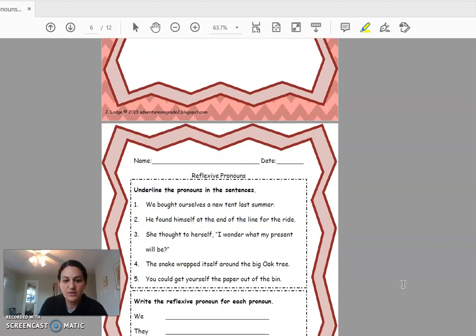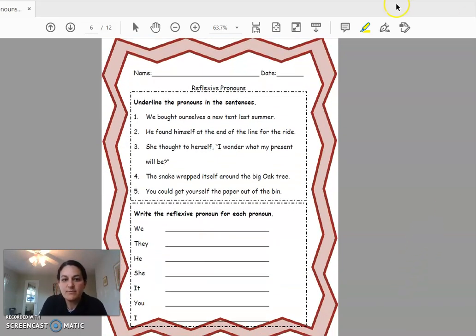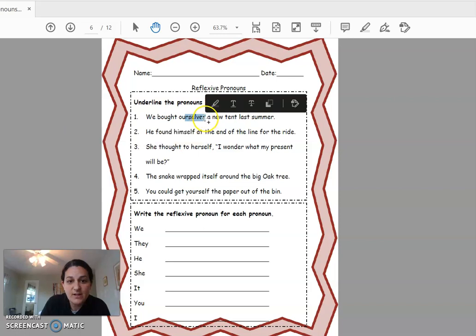Okay, so we're going to take a look at the next part here, and we're going to decide which is the reflexive pronoun. Let me get my highlighter out. Let's see. I don't think it's working. We'll see. The first sentence is, we bought ourselves a new tent last summer. Call out what's the reflexive pronoun? Yup, it is ourselves. That feature is not working, but that's okay. It's ourselves.